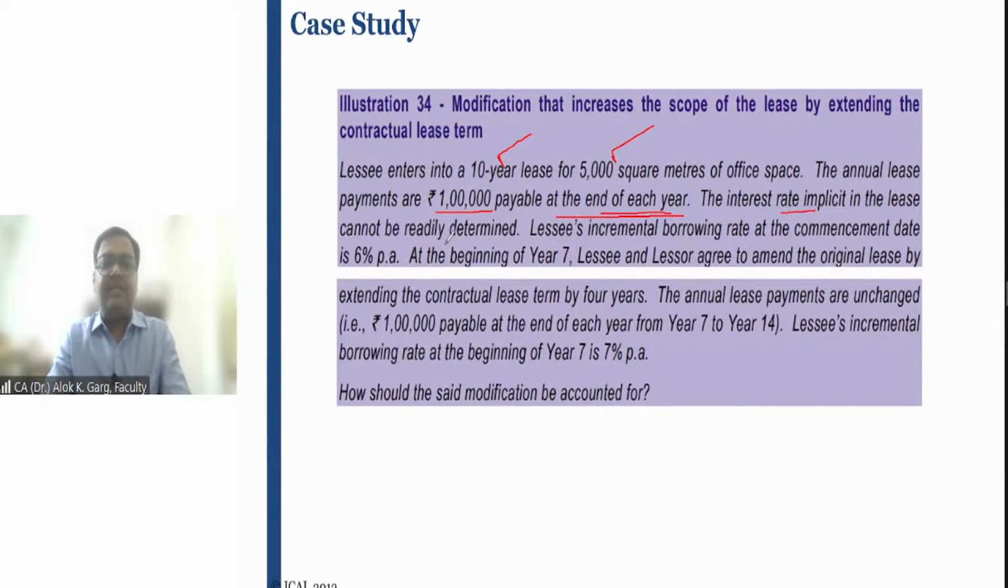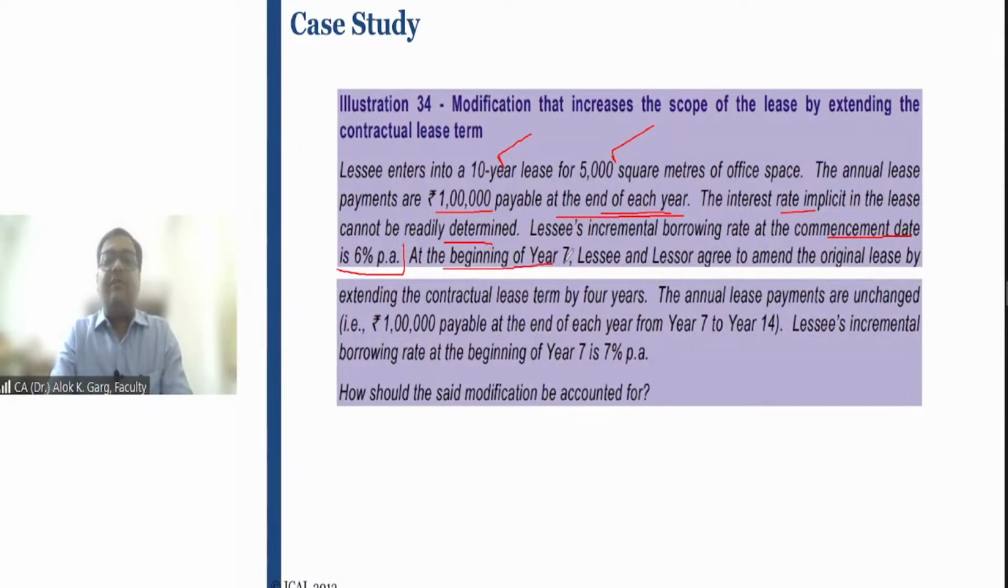The interest rate implicit in the lease cannot be readily determined, right? And the lessee's incremental borrowing rate at the commencement date is 6% per annum. Discount rate is 6% per annum. So on the commencement date, the right of use asset and lease liability have to be recognized on the basis of 6%, meaning all the future lease rentals have to be discounted at 6%.